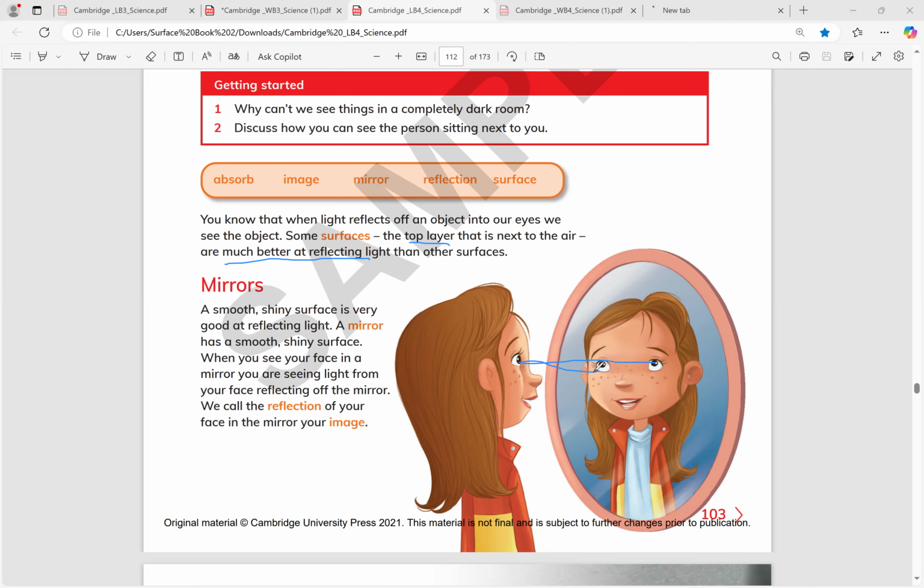Now, when you see your face in the mirror, you are seeing your face reflected. So basically, when you're looking at a mirror, you're looking at yourself. That's why whenever you're looking at yourself in the mirror, you're like, wait, is that me? Yeah, that is you.